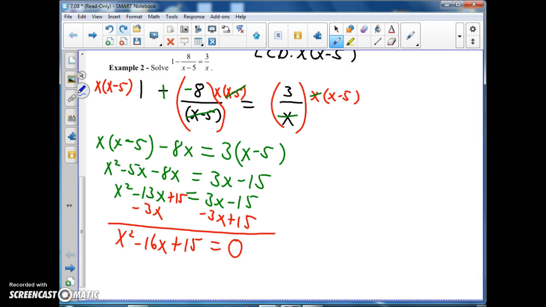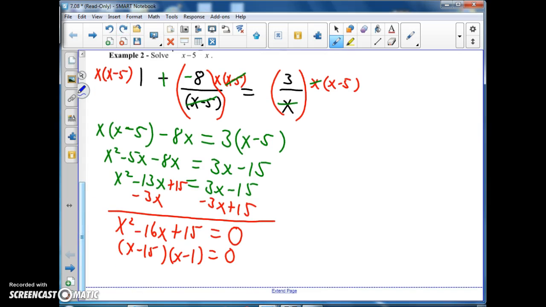Okay, if you factor, what two numbers? Negative 15, negative 1. Oh my gosh, it's so simple, of course. x minus 15, x minus 1. So then how much will x equal here? 15. How much will x equal here? 1. And remember, there are two ways you can write this. So x equals 15 or x equals 1, right?